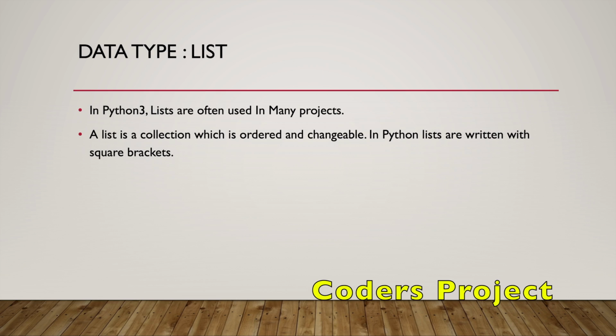So the list data type. A list is a collection which is ordered and changeable. In Python, lists are written with square brackets. In Python 3, lists are often used in many projects.